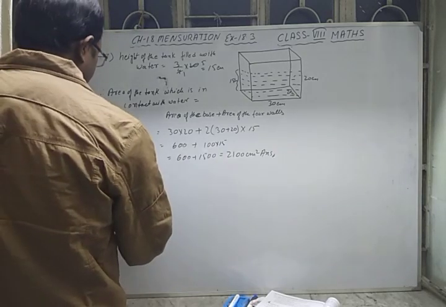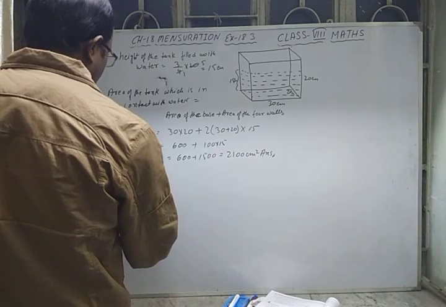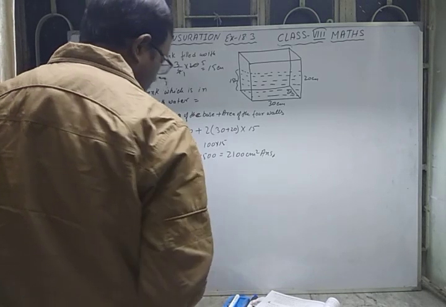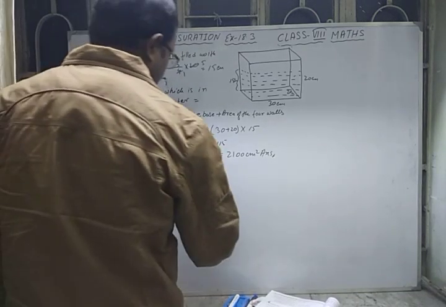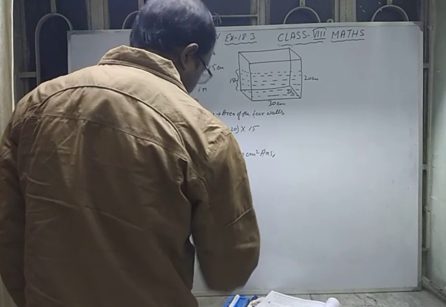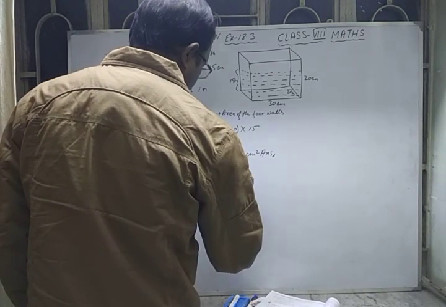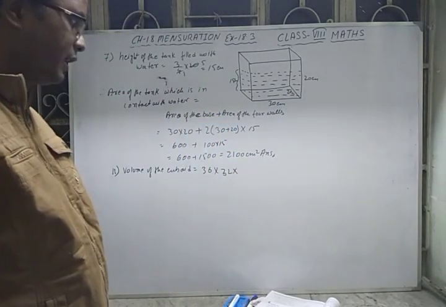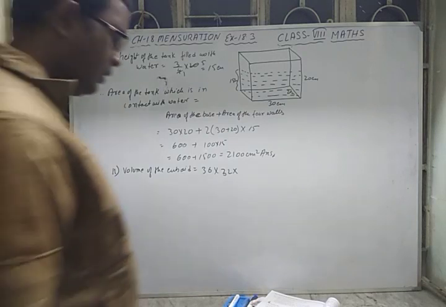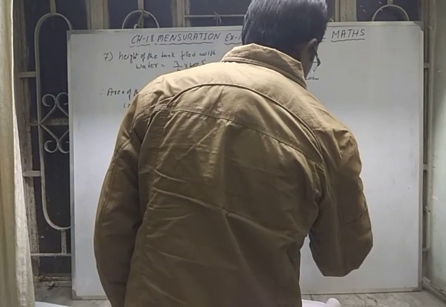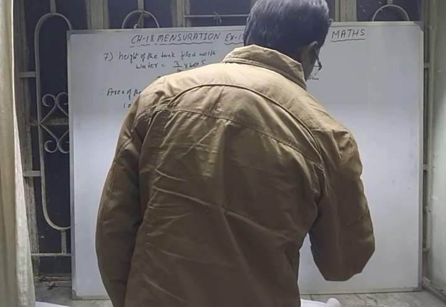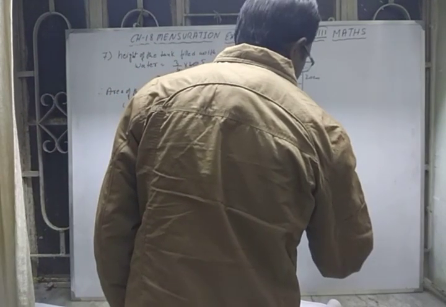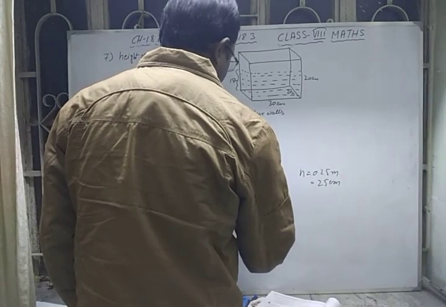So volume of the cuboid is equal to length into breadth into height. So length is 36, breadth is 32. Both length and breadth are given in centimeter, but height is given in meter. That means you have to convert this height into centimeter. So height is equal to 0.25 meter. When you multiply it by 100, you will get 25 centimeter. Just write 25 centimeter.